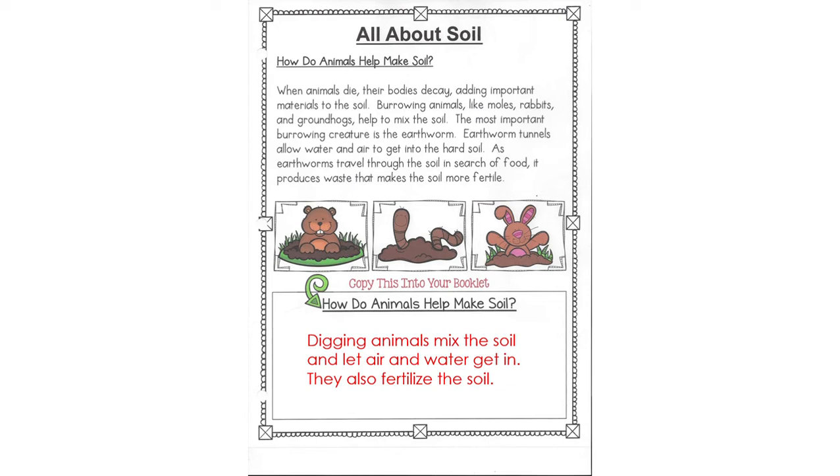Burrowing animals like moles and rabbits and groundhogs help to mix the soil. But the most important burrowing creature is the earthworm. Earthworm tunnels allow water and air to get into the hard soil. As earthworms travel through the soil in search of food, it produces waste that makes the soil more fertile.